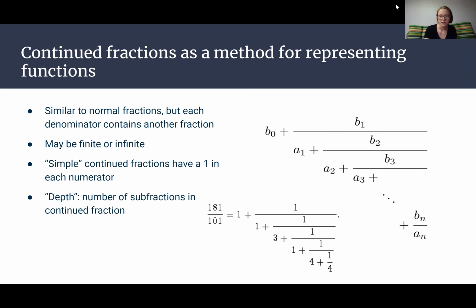So if we look at this one on the right with b's and a's, if we just had b naught, it would be depth 0 because there's no subfraction there. If we had b naught plus b1 over a1, that would be depth 1 because there's one fraction there, and so on. So increasing the depth of the fraction means your continued fraction is growing, which is helpful because it allows you to more accurately represent functions.